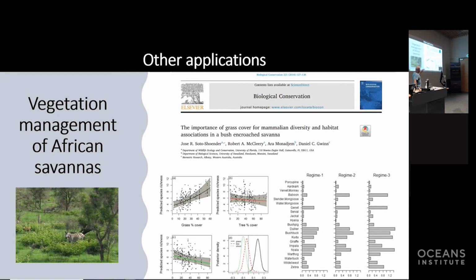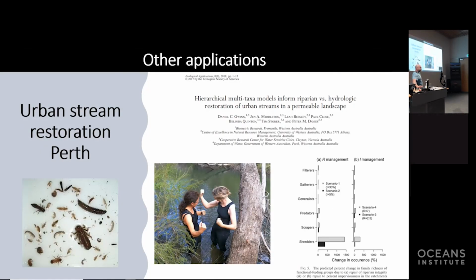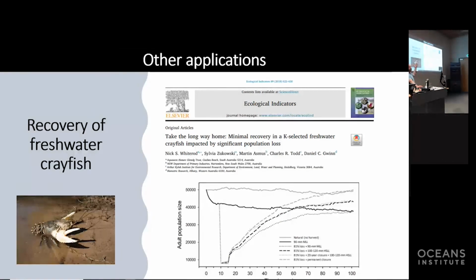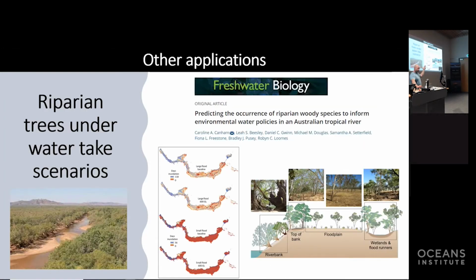But doing these management scenarios and using these tools, it doesn't matter what your animal is, doesn't matter anything. I've done this with grasslands in savanna, urban stream restoration in Perth. Fish reproduction with environmental flows, we're doing it. Recovery of Murray crayfish, we're doing it there. Riparian trees, is Carolyn Canham here? No, I'm going to have to talk to her about that.